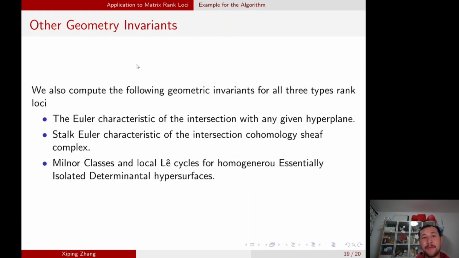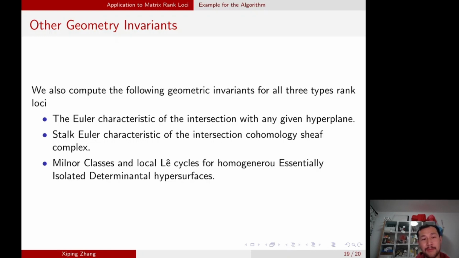Okay. So at last, based on knowledge of the Chern-Schwartz-MacPherson classes from the Schubert calculus, and also based on knowledge of the local obstructions of rank loci, we can compute the following invariants. First, we can compute the Euler characteristic of the intersection of all three types of rank loci with any given hyperplane. For a generic hyperplane, the information is given by the Chern-Schwartz-MacPherson classes, but actually we can compute the Euler characteristic with any given hyperplane. And then we can compute the stalk Euler characteristics of the intersection cohomology sheaf complex of all three types of rank loci, based on knowledge of the microlocal indices and our local obstructions.